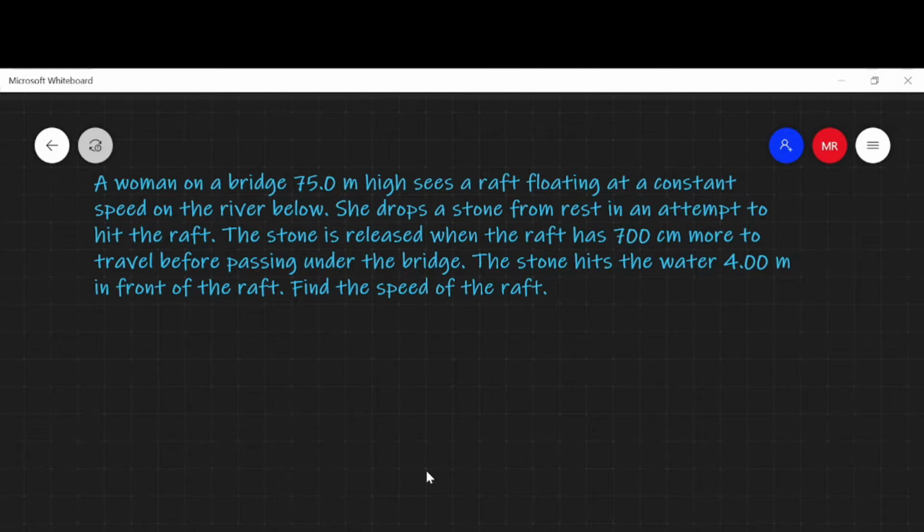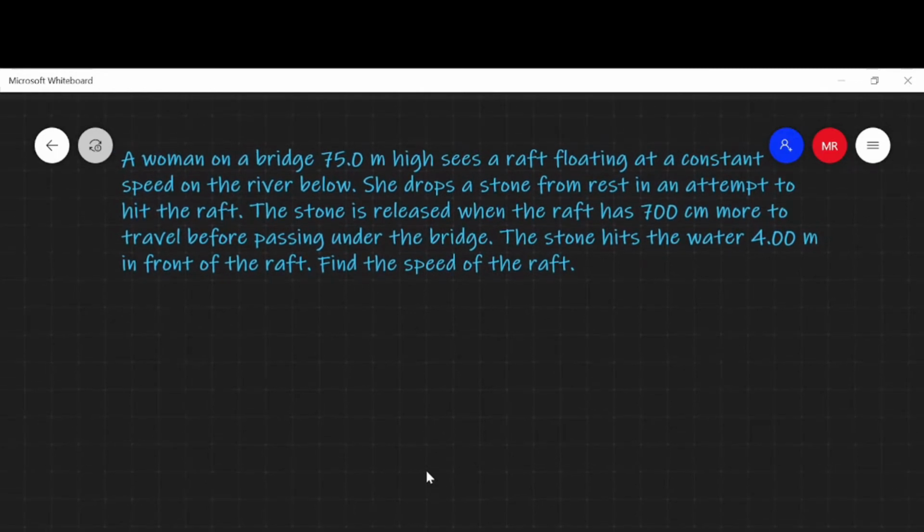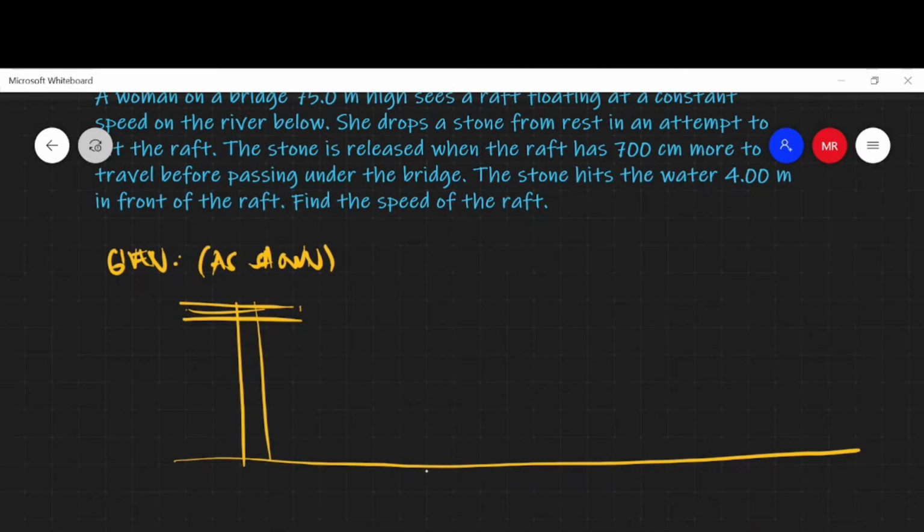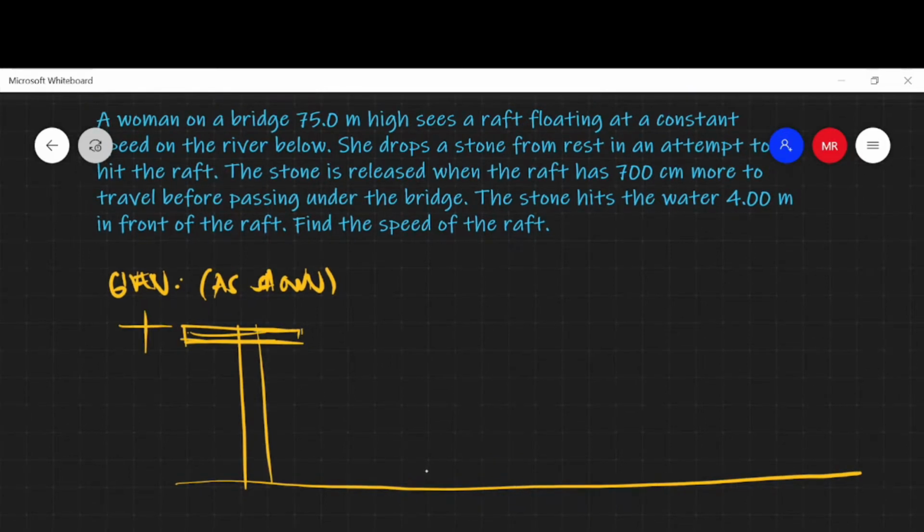So for us to better analyze this problem, let us first have an illustration. Let this be our given, as shown in this figure. Let's say this is the bridge. This is the river. Then the bridge is 75 meters high. Let this be y, the height of the bridge, 75 meters.